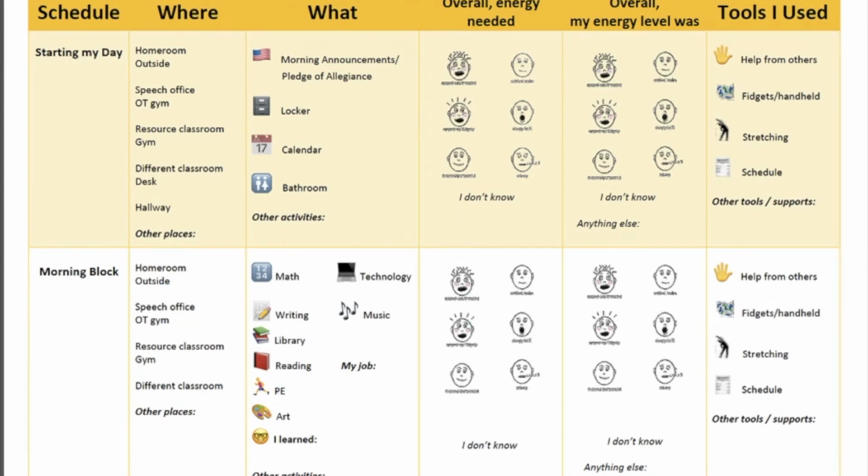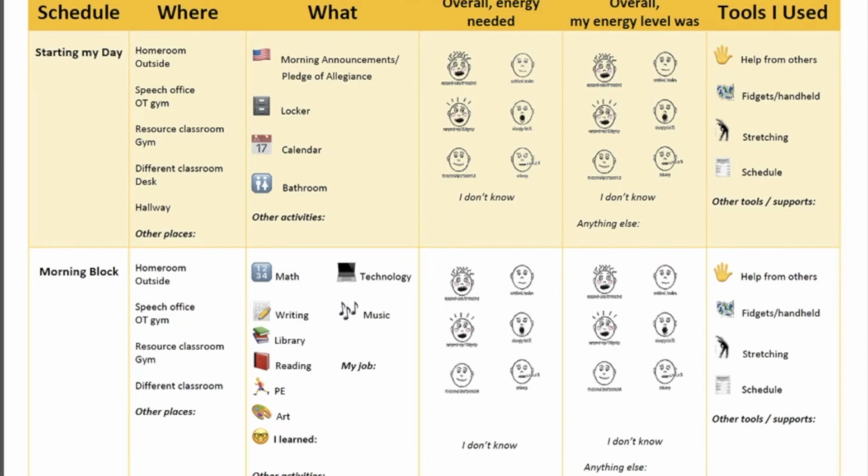we decided that it really needed to be autism leveled up. And so that's just what we did collaboratively. And she'll tell you a little bit about the thought process about why we chose to do that. But you'll see we've maintained that same basic structure, with the schedule, where, what, but then we've brought in that energy rating. We brought in the overall energy that was needed for the activity or in that block, and the overall energy that child or that individual, that middle schooler, was feeling at that time. And then tools they used potentially to regulate their energy if there was a mismatch, or to maintain their energy at just the right level.